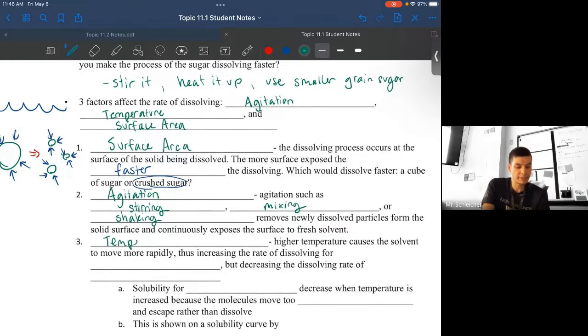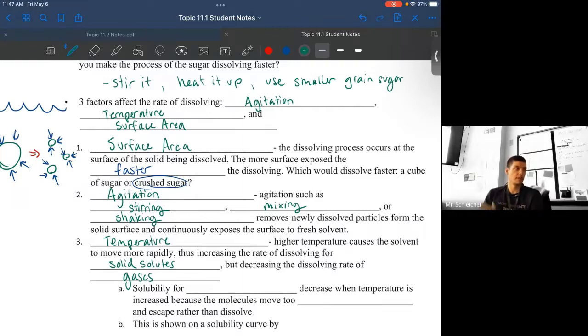Finally, we have temperature. So why would temperature change our rate of dissolution? Well, higher temperature means our particles are all moving around faster. It causes the solvent to move more rapidly, and that increases the rate of dissolving for most of our solid solutes, like salt, sugar, things like that. But it's going to decrease the rate of dissolution of gases.